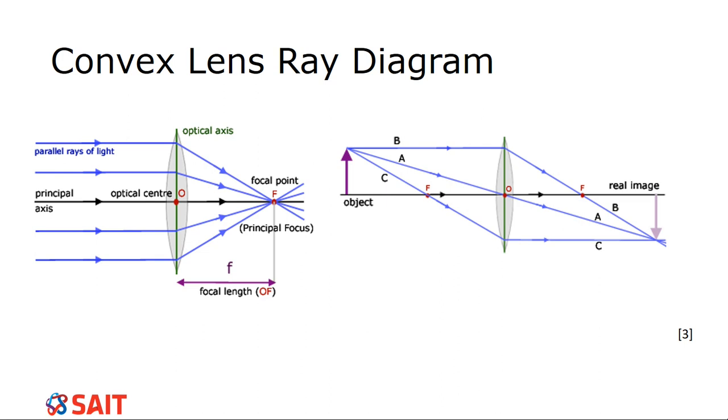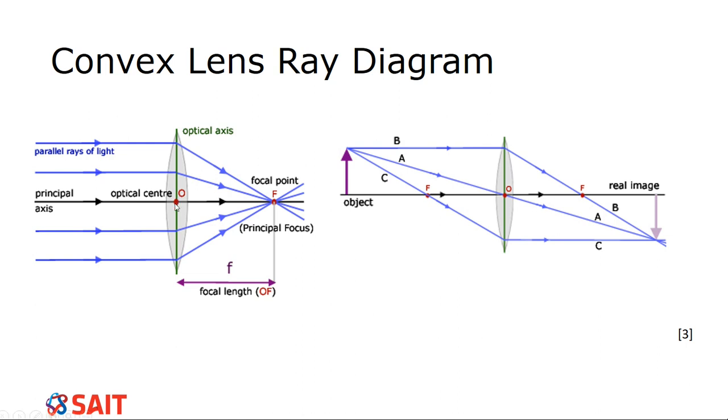Now here we have a convex lens ray diagram. So the lens ray diagrams are really important. Hint, hint: the principal axis goes through the center of the lens all the time. And the principal axis seems to go through the center of everything. Every time you talk about a diagram, if you have a principal axis, it goes through the center of it.